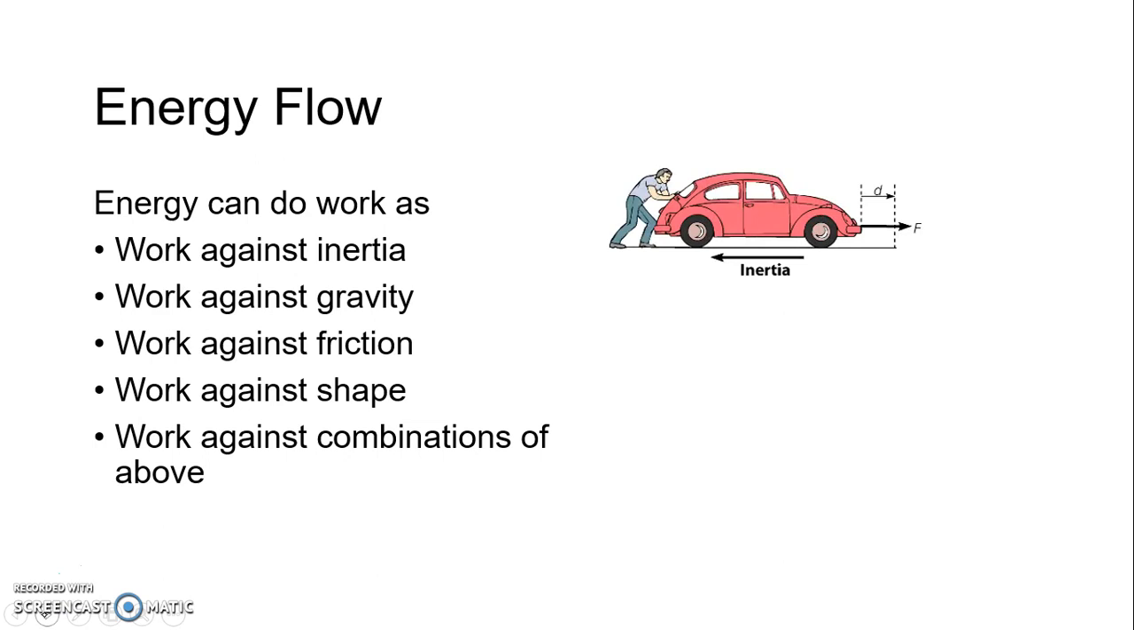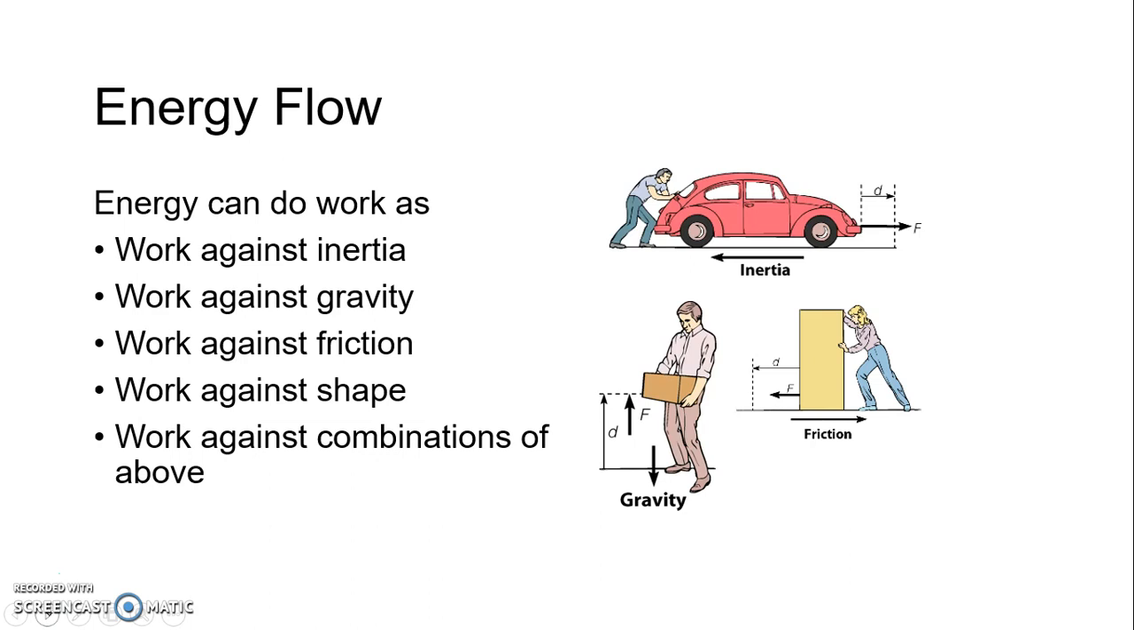So here's an example of doing work against inertia, moving an object forward. Inertia is wanting the object to stay where it is, but the work energy moves it forward. Against gravity, lifting an object from the ground. Against friction, sliding an object across the floor. Shape, say compressing a spring. Or again, any combination of any of those. So energy can do any of those types of work.